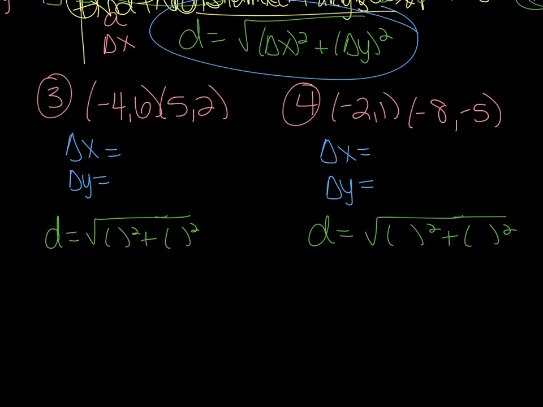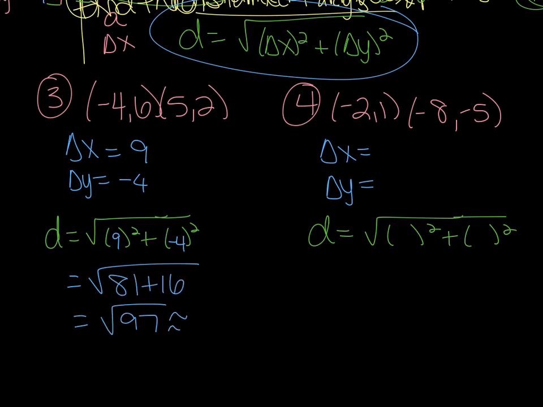So for number 3, my change in x from -4 to 5, how do you get from -4 to 5? Plus 9. How do you get from 6 to 2? Subtract 4. So we're going to plug those in to my distance formula. We should get 81 plus 16, which is the square root of 97, which rounded to the nearest hundredth is what? 9.85. Very good. Questions about number 3?